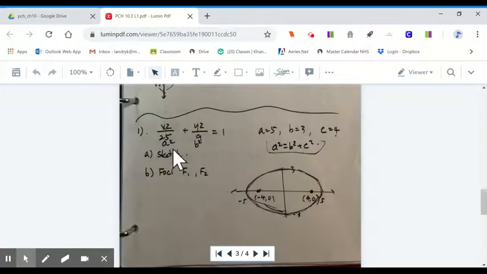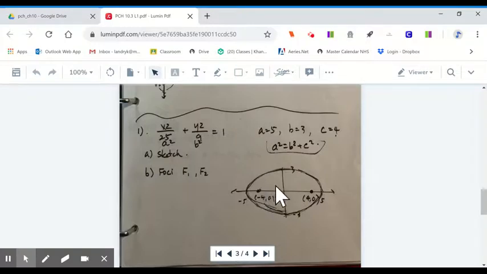So the center is at 0, 0. A is the center to vertex distance, so you go 5 along the horizontal, so one of the vertices is 5, 0. The other vertex is at negative 5, 0. Now, b is the vertical distance to the co-vertex. So from 0 up 3, so 0, 3 is one of the co-vertices, and 0, negative 3 is the other co-vertex.